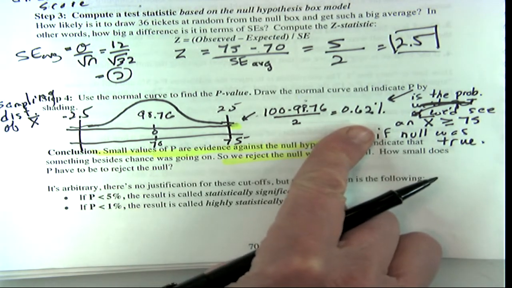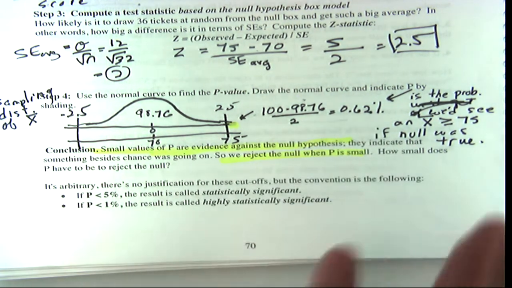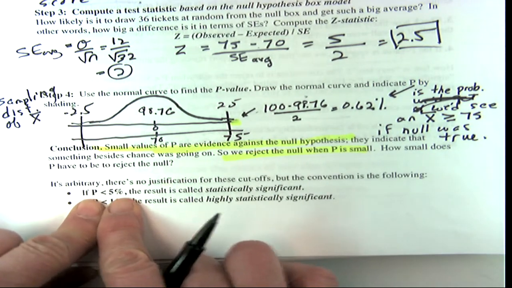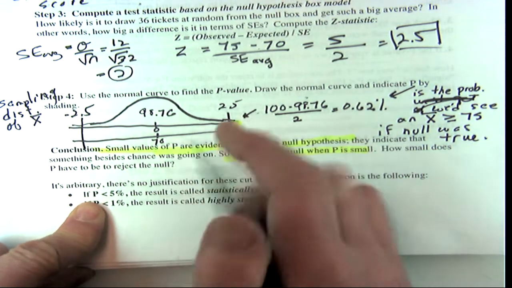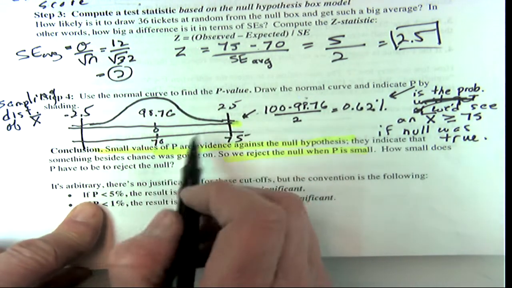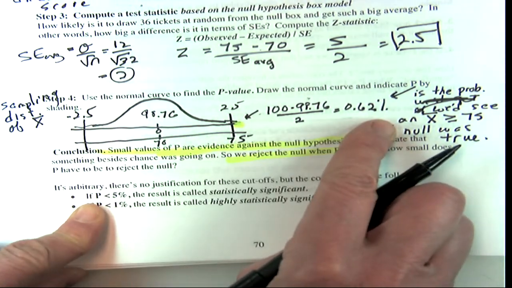This is a very small p-value. The usual thing is that people use 5% as the cutoff. What would that give us in the tail? That would give us 5% in the tail, which would be a z-score of 1.65. I mean, it would be way over here. This is much smaller than that.